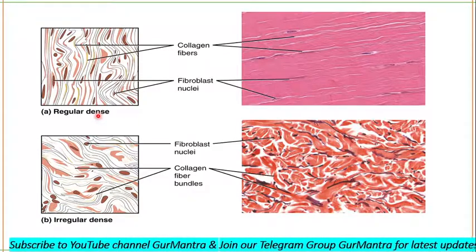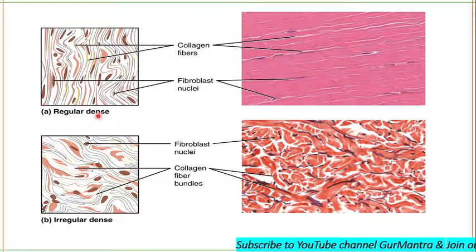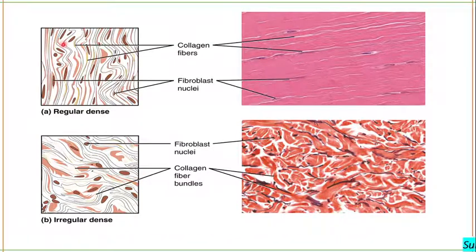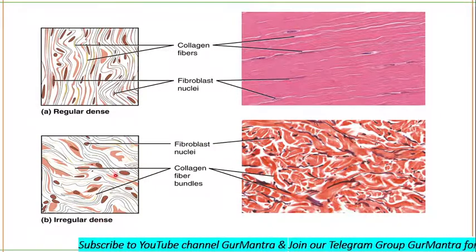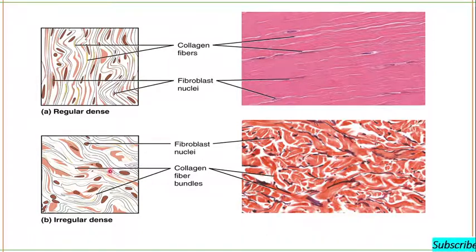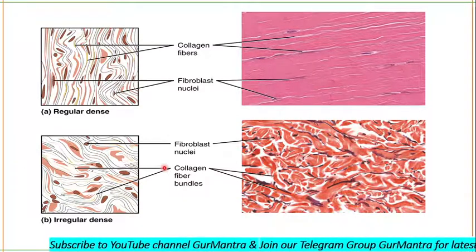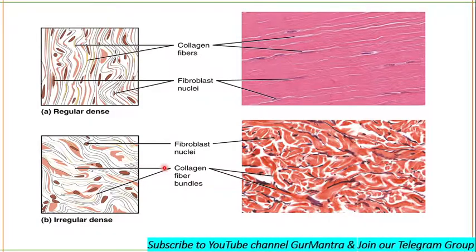In dense connective tissue, we will see densely packed fibers and fibroblasts. When these fibers and fibroblasts are oriented in the same direction, arranged in a parallel fashion, they are called dense regular. See, collagen fibers, fibroblast nuclei. Then irregular dense: these are the fibroblasts, these are the fibers, and they are not oriented in a definite direction, mostly oriented in opposite directions. Such a tissue is known as irregular dense tissue.